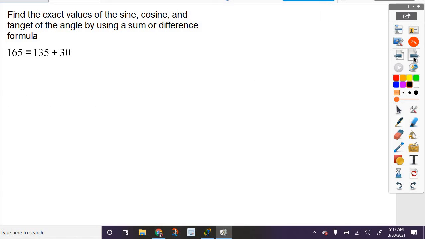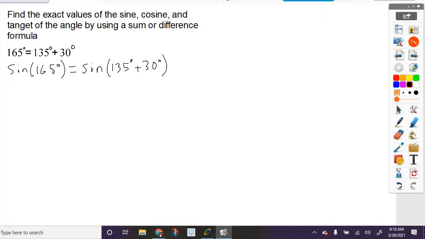Alright, so on this one, it says to find the exact values of sine, cosine, and tangent given that information. So I have 165 degrees, but this time I actually told you what 2 degrees I want you to use. So instead of you having to figure out what degrees you should use, I said I want you to use 135 degrees plus 30 degrees, which makes it a little bit nicer because then we don't have to spend the time figuring out what combination we need. And so some of your questions will have that, but you do need to get into a good practice of being able to find your combinations whenever it asks you.